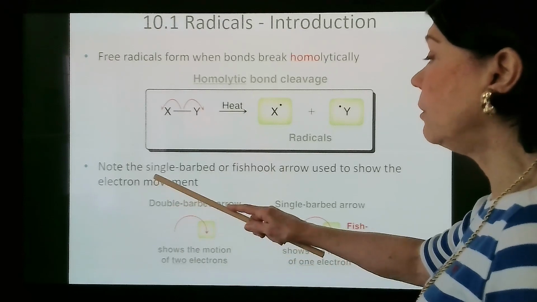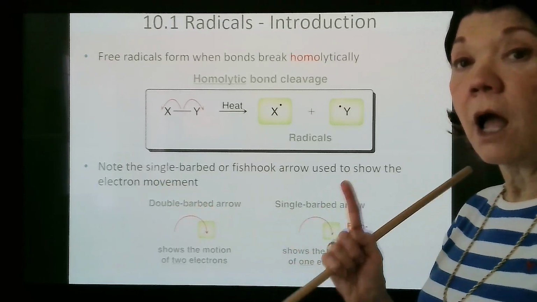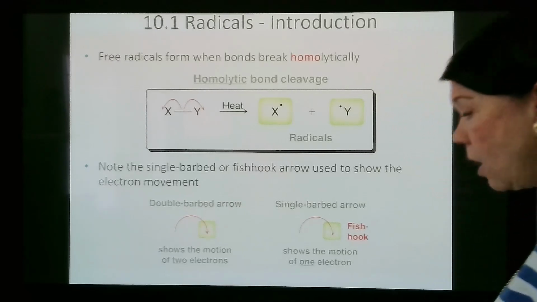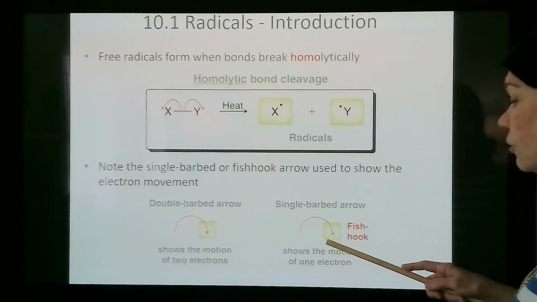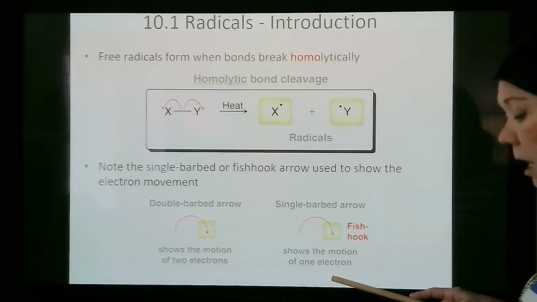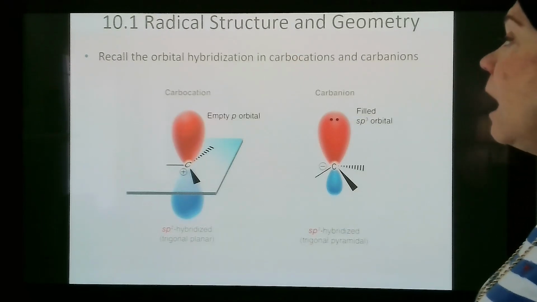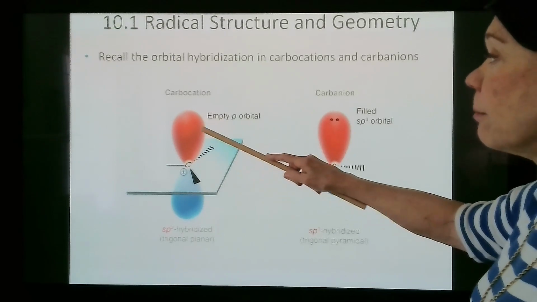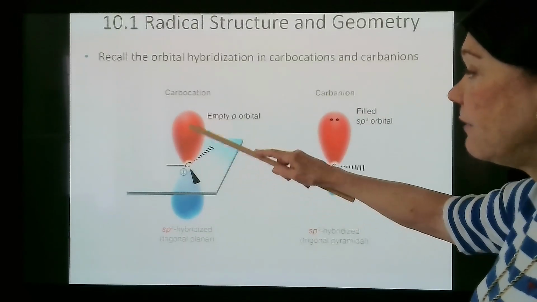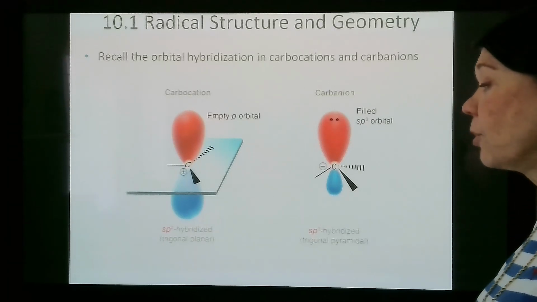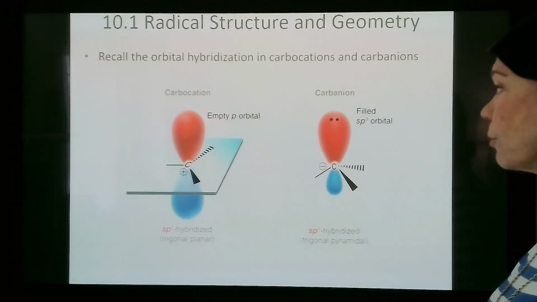are used to show the movement of one electron. The double barbed arrow shows the movement of two electrons. Single barbed shows the movement of one electron. As you know, we've covered that already. We've covered that carbocations are planar. They have an empty p orbital. The carbon is sp2 hybridized.